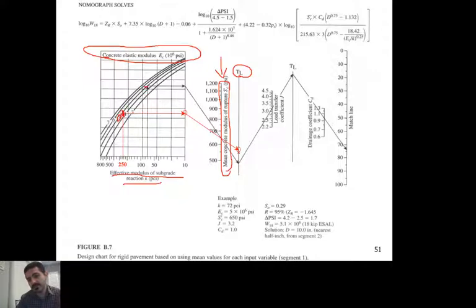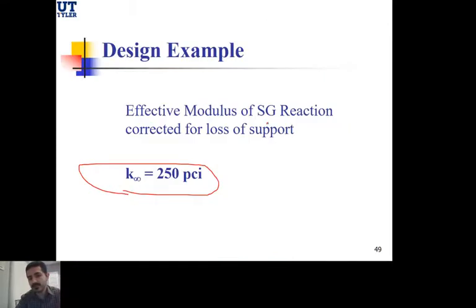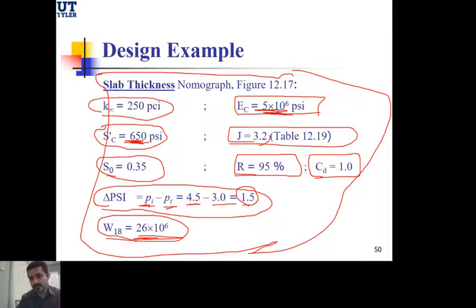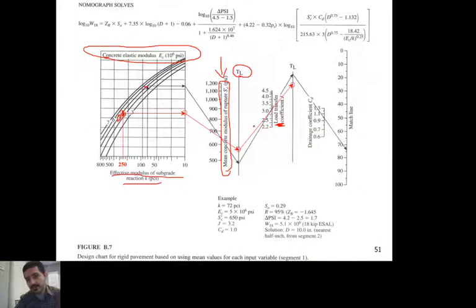Once you hit this point, now we're going to connect this point to the next column, which is the load transfer, the J value. The J value, if you recall, right here, was 3.2 from table 12-19. So I'm going to connect it again to the J value at 3.2 to hit the next turning line. Then from this turning line, we're going to connect it now to the Cd value, which is the drainage coefficient. I remember this one, it was 1. So I'm going to connect this to the Cd value all the way to the match line, another match line. So in this case here, the match line was roughly about 69.